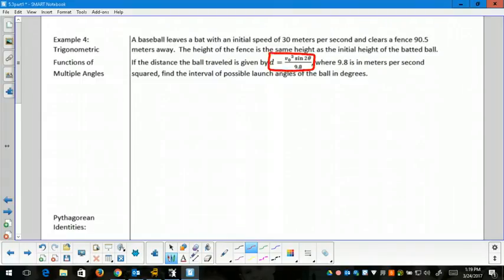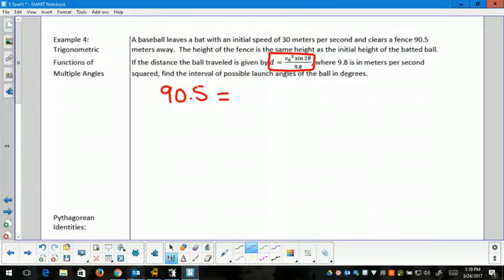Other than that, it's not unlike any other science or math problem that you might see on a test, where they give you a formula and you're just supposed to manipulate the formula to find the answer. You already know some of the numbers. What am I plugging in for D? 90.5, because that's the meters away.